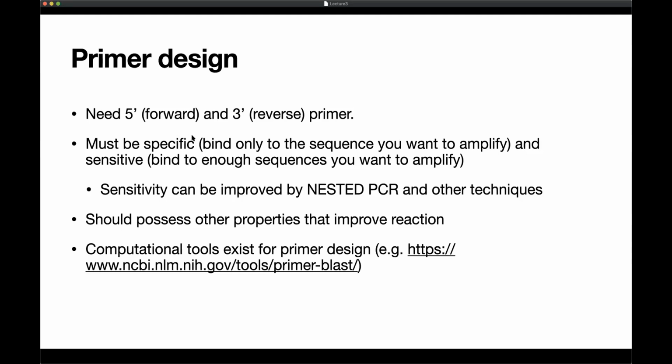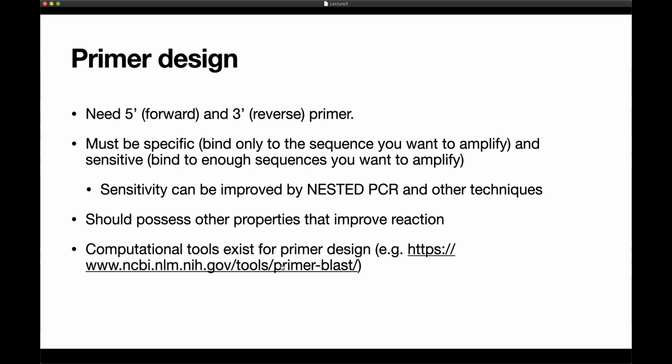So they have to be a part of the sequence that you're trying to amplify. So they should bind only to the sequence that you want to amplify. And they should also be sensitive, so bind to enough sequences that you want to amplify. If they're non-specific, if they bind to everything that's in the solution, what's going to come out at the end is just a lot of random DNA. Some of it will be what you want, but a lot of it will be what you don't want. If they're not sensitive, you'll have no product. Sorry, I said sensitivity, but specificity can be improved by nested PCR and other techniques. So if you want to be very sure that you're amplifying what you want, you can actually have multiple variations of the technique. It should possess other properties that improve the reaction.